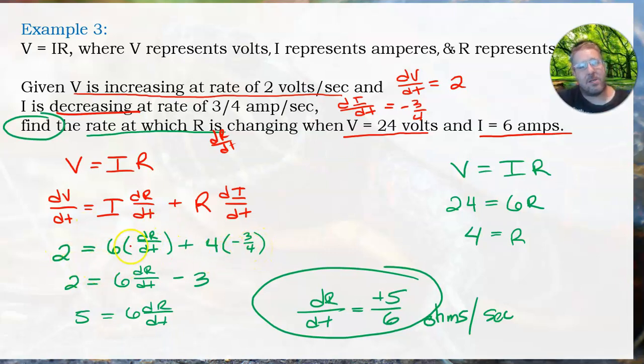Slight difference from the last question. This time, we're going to have to use our algebra skills to find dR/dt because it's not on the side by itself. So we plug in the numbers, use your algebra skills, add 3 to both sides, divide by 6 in the end, and there's where we get our answer of positive 5/6 ohms per second. That is the rate at which the ohms is changing at that exact moment.